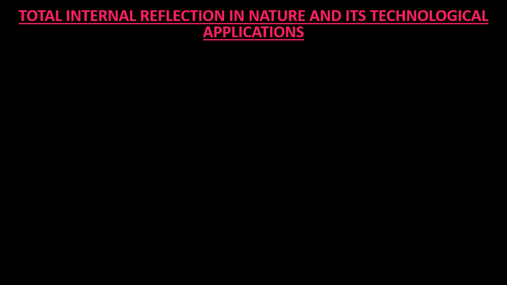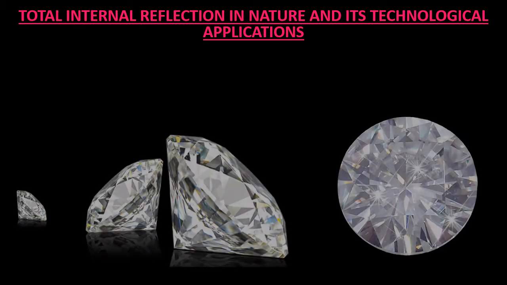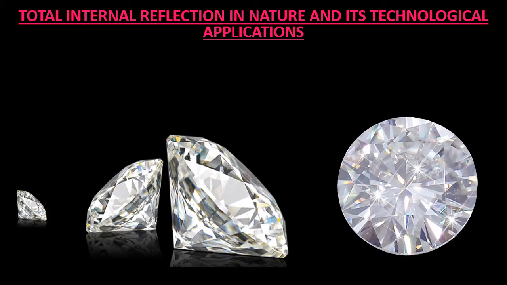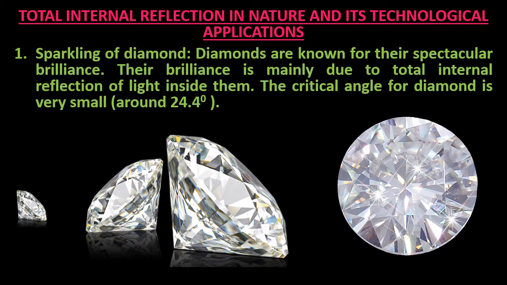Now let us discuss total internal reflection in nature and its technological applications. The first is the sparkling of diamond. As we already know, diamonds sparkle, so let us know the reason now. Diamonds are known for their spectacular brilliance. Their brilliance is mainly due to the total internal reflection of light inside them.